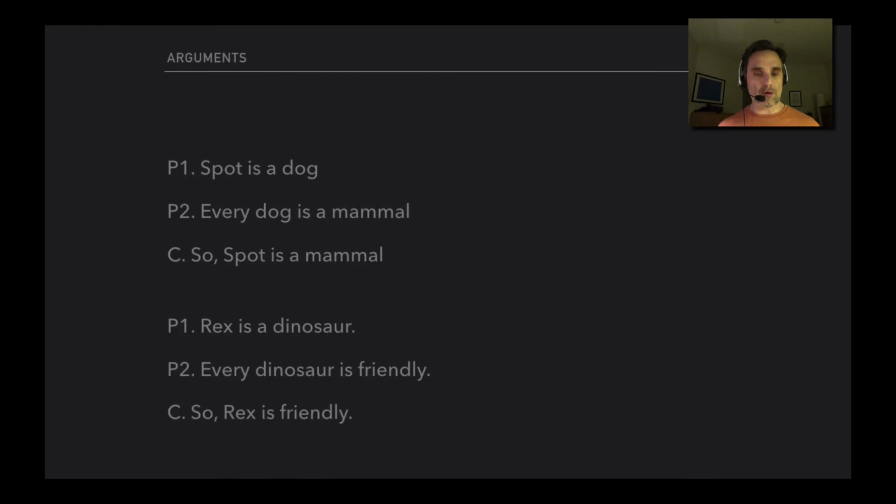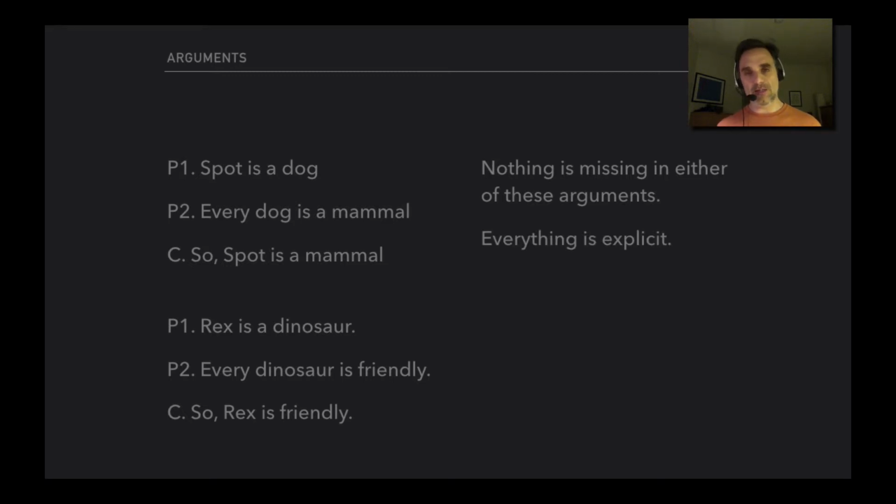So here's another argument. Rex is a dinosaur. Every dinosaur is friendly, so Rex is friendly. Well, this too is a good argument. Nothing is missing in either of these arguments, right? Everything is explicit. Everything you need to know to tell that if the premises are true, so is the conclusion, is stated in the premises.